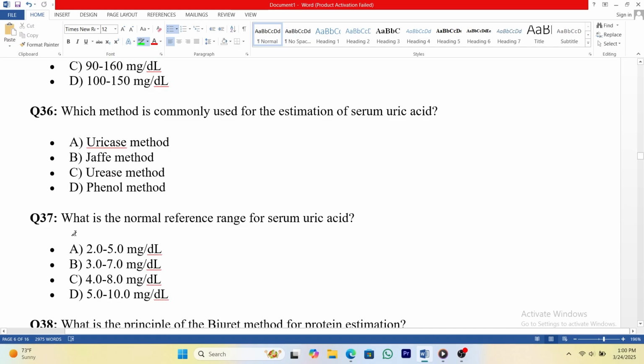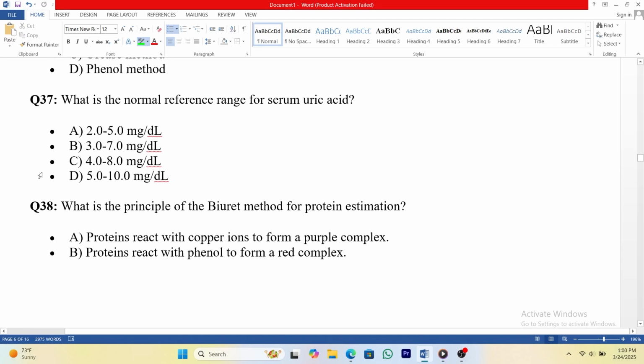36. Which method is commonly used for the estimation of serum uric acid? A. Uricase method. B. JAF method. C. Urease method. D. Phenol method. Answer: A.